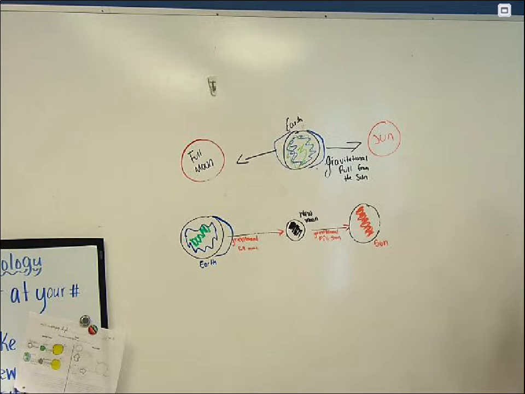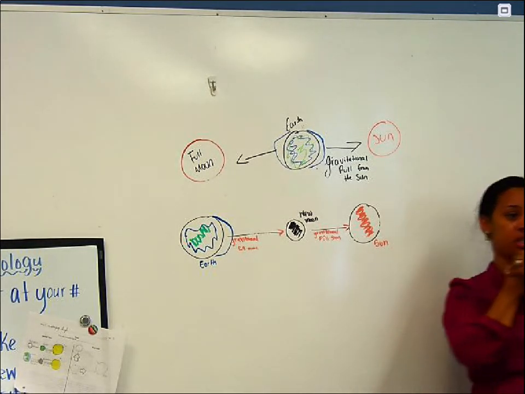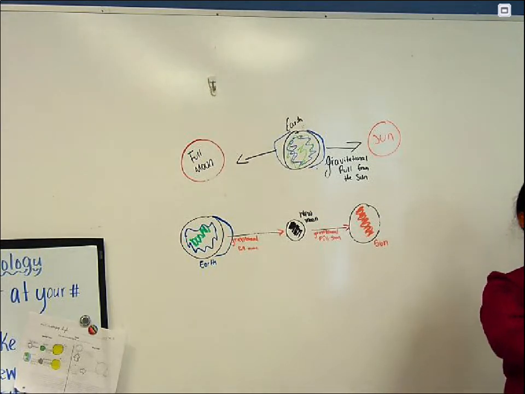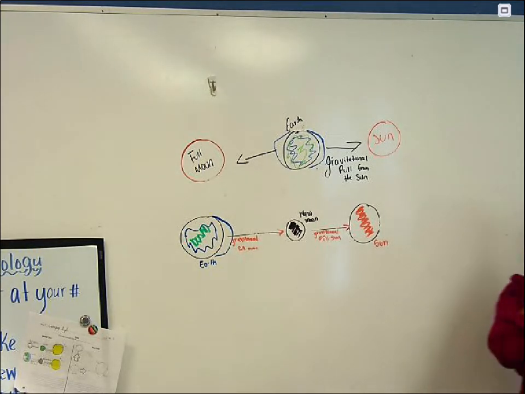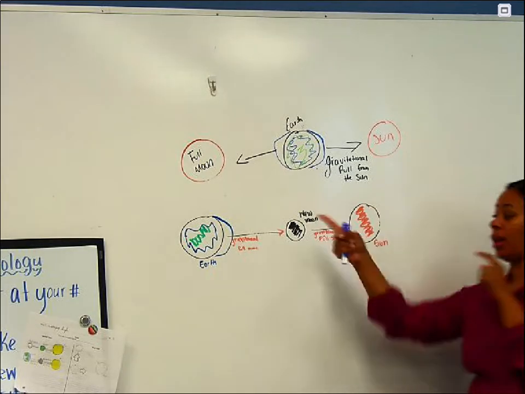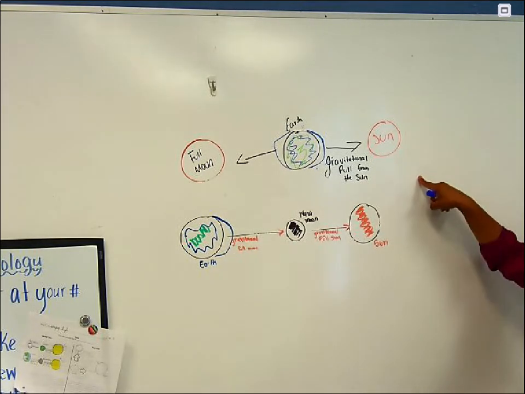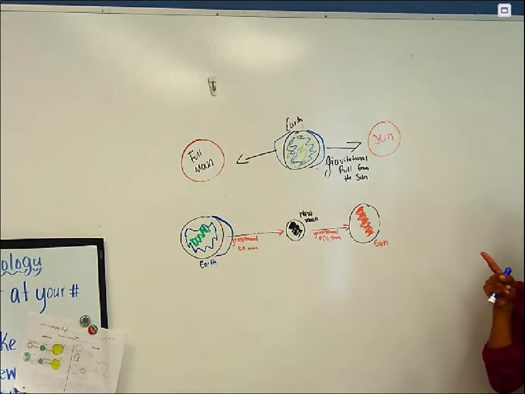Notice, what is the similarity between the two pictures for a spring tide? Michaela? They're all aligned. One is the moon is on this side, but it's all in a straight line. The other, the moon is in the middle, but it's all a straight line. Any questions about this? All right, thank you. Let's give Najee a hand.